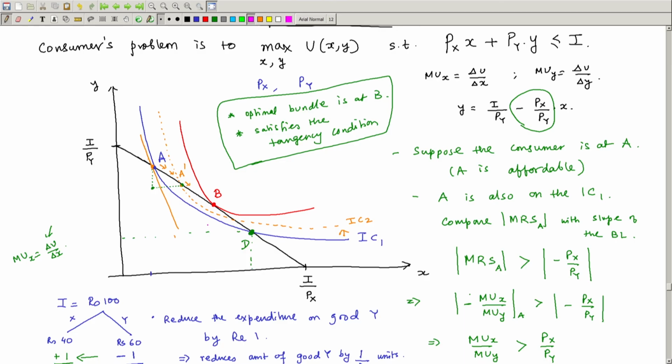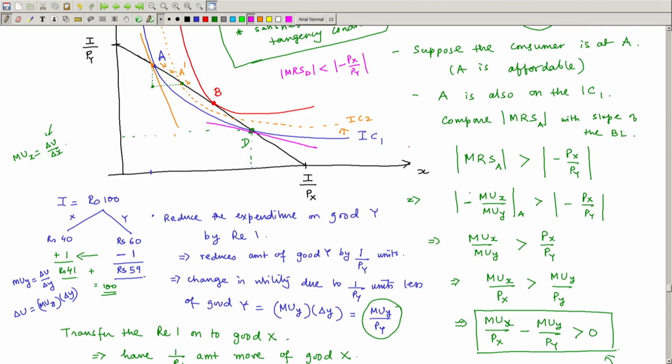What you need to do is compare the absolute value of the slope of the indifference curve at D with the slope of the budget line. You will find that the absolute value of MRS at D is less than the absolute value of the slope of the budget line, right? And that should tell you in which direction you ought to move, whether you should transfer 1 rupee from Y or from X. But I will leave that for you to write down.